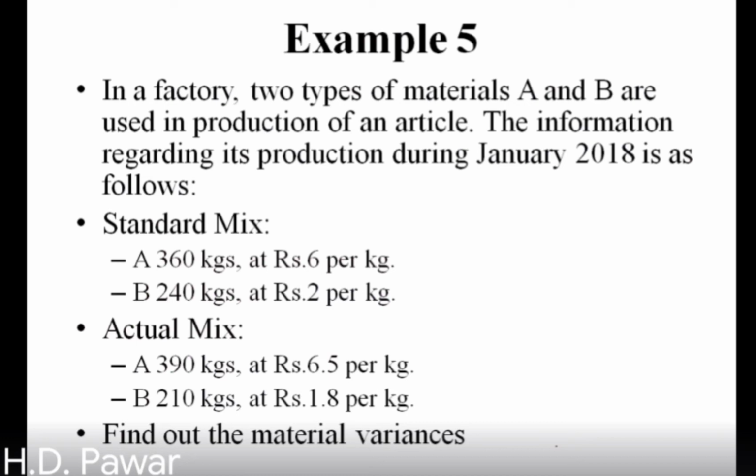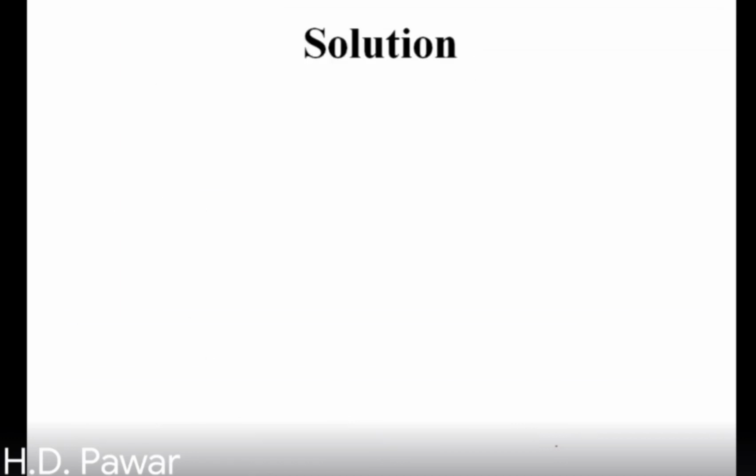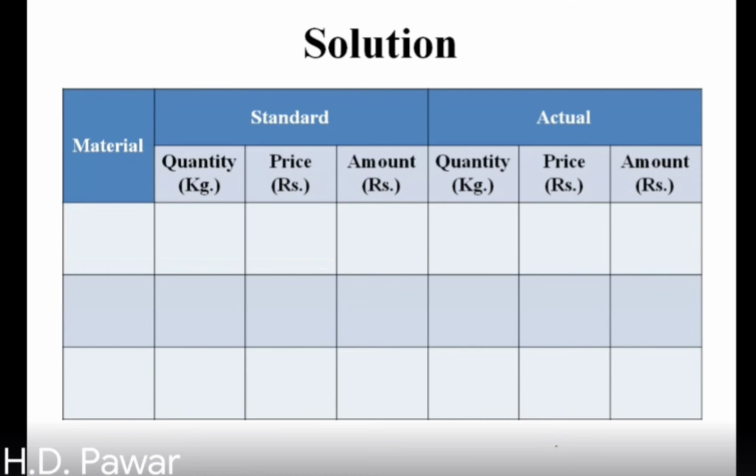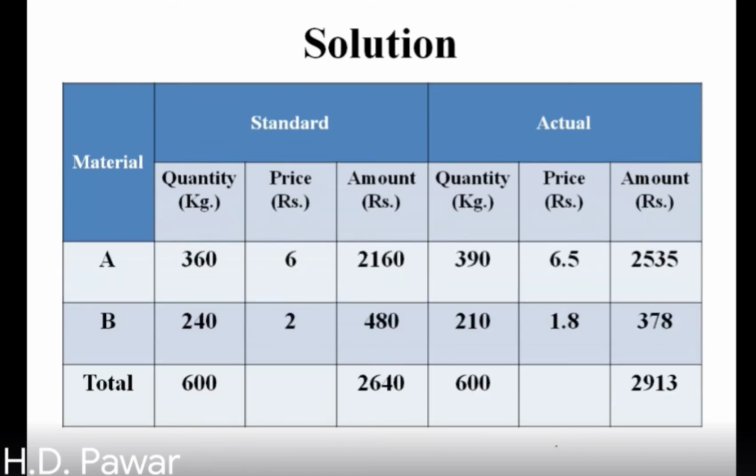But before that, you are required to prepare a table. In the last example, the table was already given. Here we are required to prepare the table. So let's see how we solve it. This kind of table is required. Standard and actual: quantity, price, amount, and the material type. Now put the figures. A, B, quantity, price, amount. The amount is quantity multiplied by price. So all the data provided to you, you set in the table.